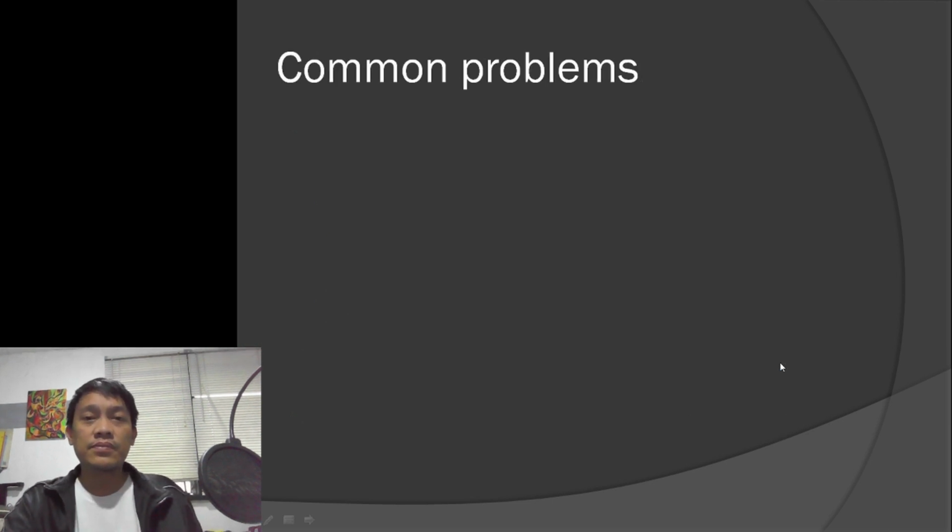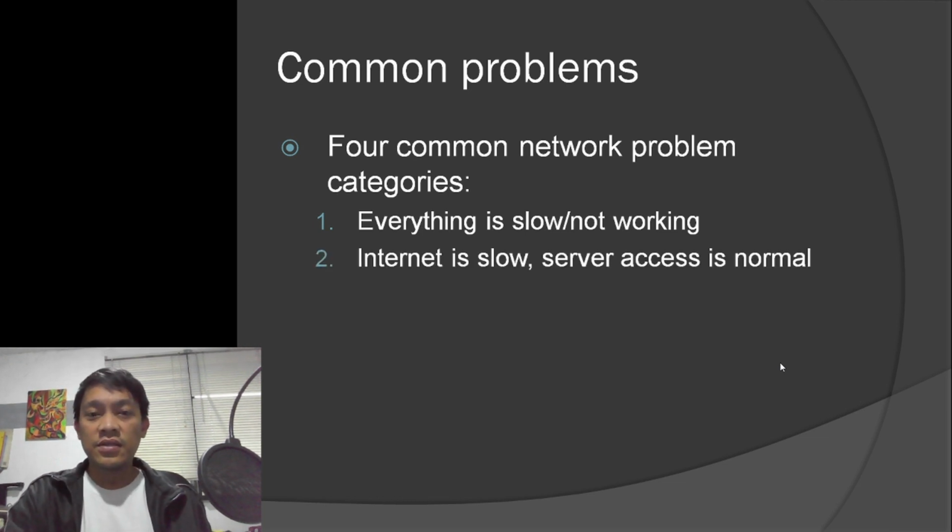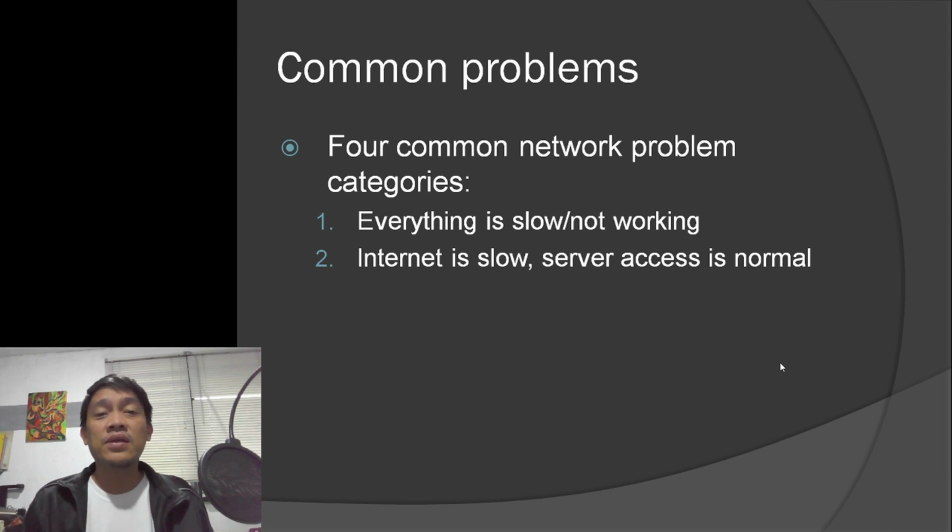Okay, so the common problems: first, everything is slow or not working. So lahat hindi na gumagana. Okay? So there may be a problem with the core switch or the main switch. There are several things you have to consider. Maybe the server is not working or the firewall is not working and there's no internet already. There's technically no internet connection. Next is internet slow or server access is normal. So mabagal ang internet pero yung access mo naman sa system is ayos naman. So okay naman, it's working properly. So we have to consider those network problem categories.